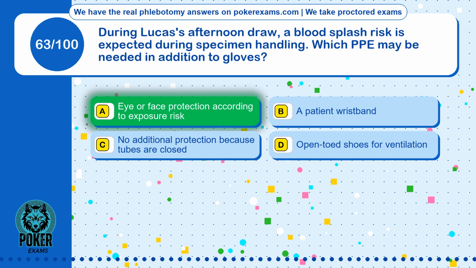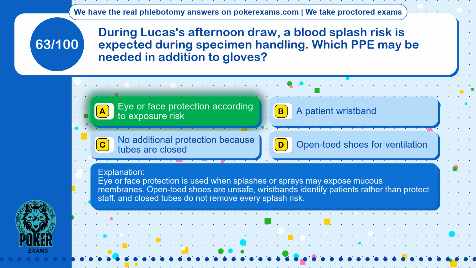The correct answer is option A. Eye or face protection according to exposure risk. Eye or face protection is used when splashes or sprays may expose mucous membranes. Open-toed shoes are unsafe, wristbands identify patients rather than protect staff, and closed tubes do not remove every splash risk.